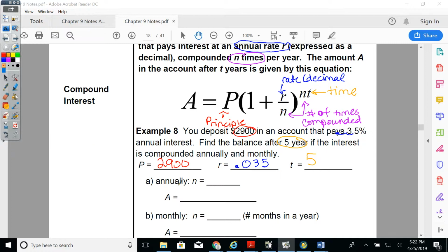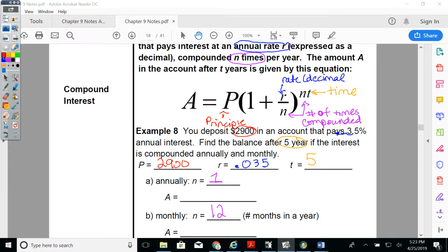The only thing that we're going to have differently here is the n. So for annually, how many times a year is annually? That's 1 time a year. So we're plugging in 1 for n for annually. And monthly would be how many times a year? How many months are there in a year? It would be 12.